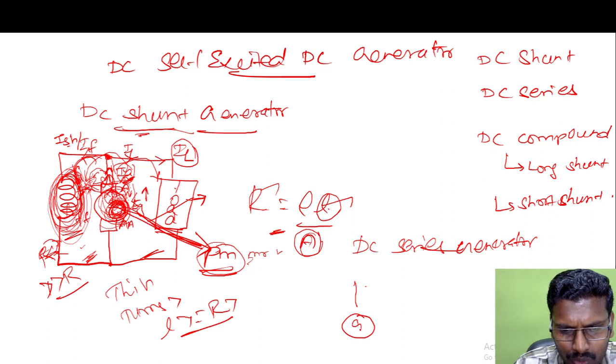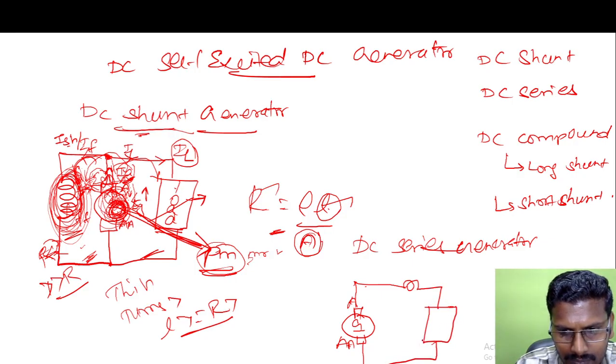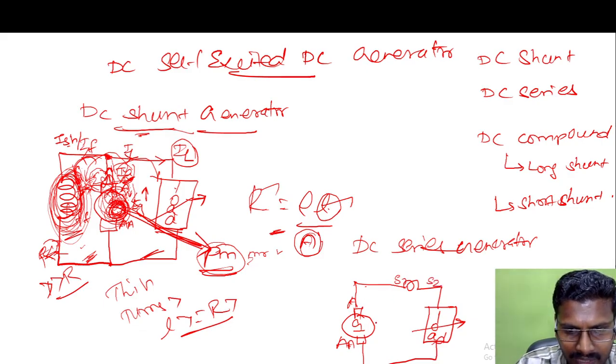And this is the armature. And this is the load, a variable load. This is S1 and S2, the series field winding. And the generator EMF will be EG, and the current will be IA here.